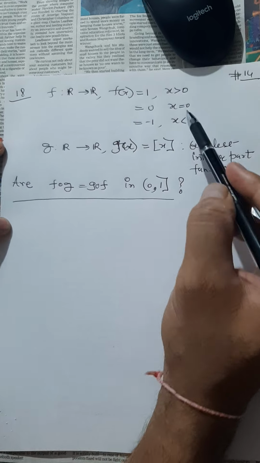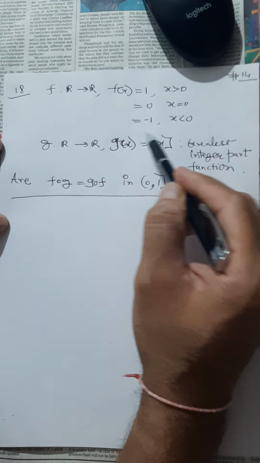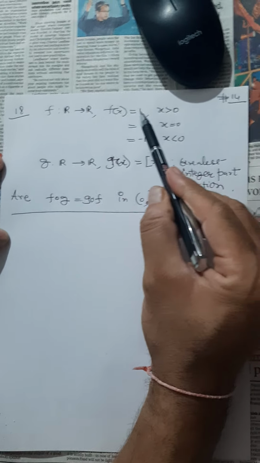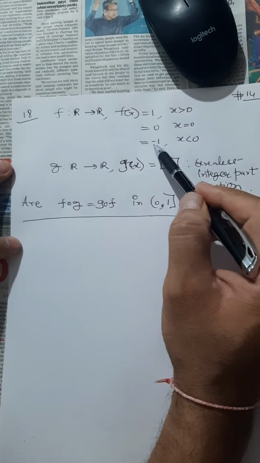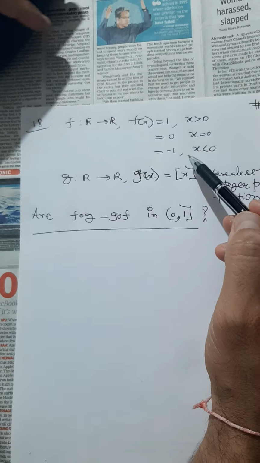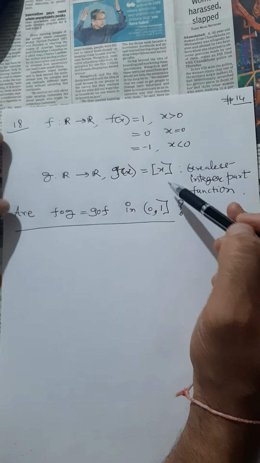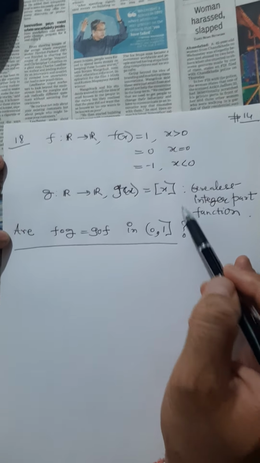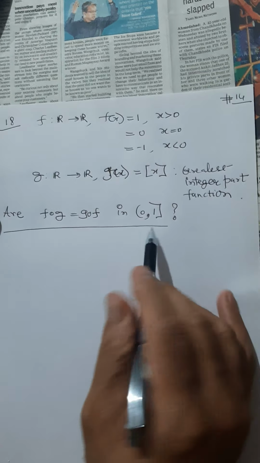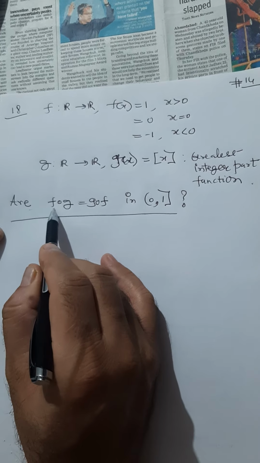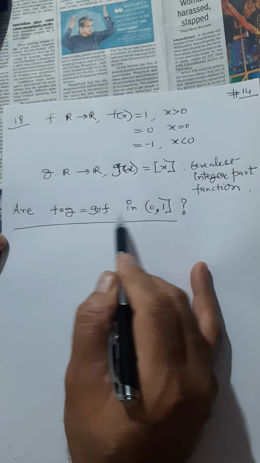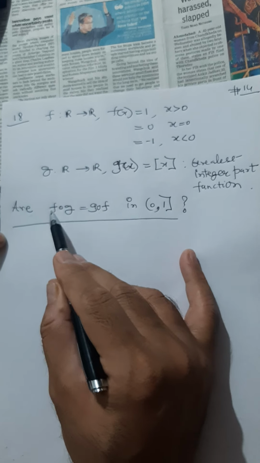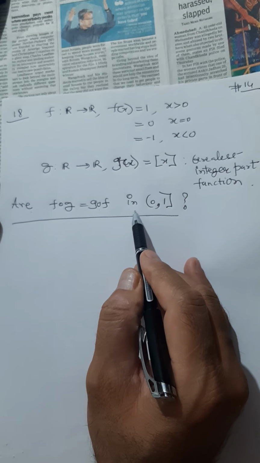Next MCQ, you are given the signum function, you know very well. Greater than 0 then 1, 0 then 0, negative then -1. It takes these 3 values. And the other one is a standard box function. That is this one. Now question is, are these 2 functions equal in this domain 0 to 1, that is f of g equals to g of f? That's the question.